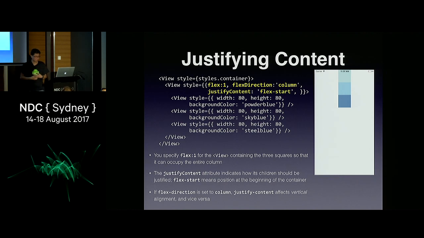And there's a huge confusion between this attribute called justify content and align items. So let me just set the record straight. If the flex direction is set to column, then justify content affects the vertical alignment, and vice versa. Just for your information, in case you come back to this slide again, you want to clarify the difference between justify content and align items.